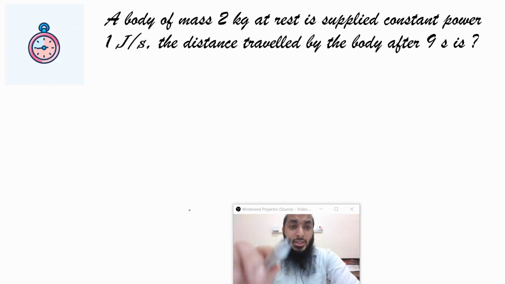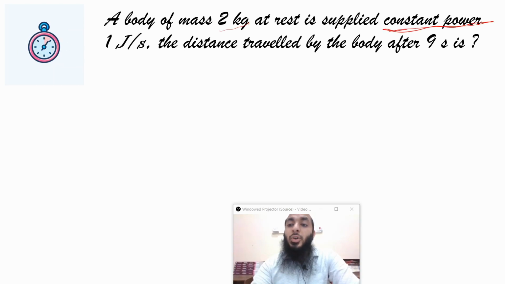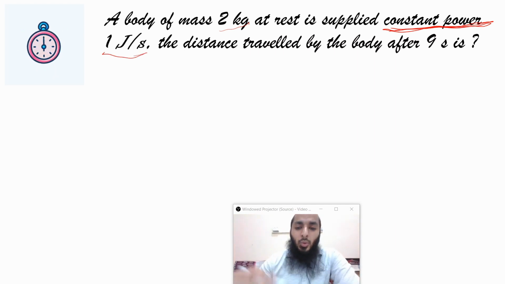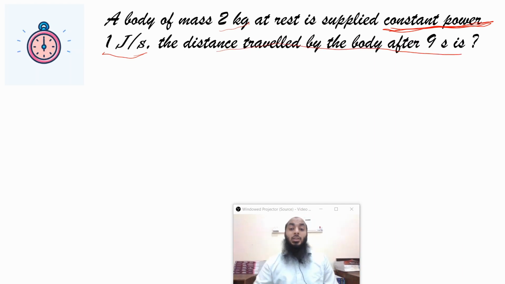In the next question, they are saying a body of mass 2 kg at rest is supplied constant power. So this is what you have to underline: constant power, 1 joule per second or 1 watt. The distance traveled by the body after 9 seconds is. So you have to find the distance. So let's start from what we know.